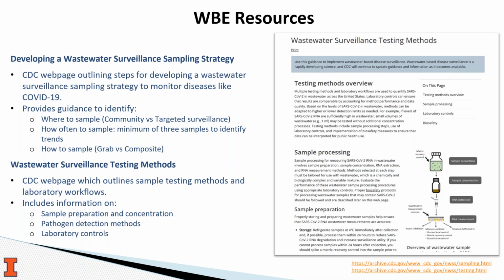So the first web page I have highlighted is the Developing a Wastewater Surveillance Sampling Strategy page, and it outlines the steps for developing a good sampling strategy, stuff like identifying whether a community-wide assessment or a targeted assessment is more usable or more valuable, determining how to sample, how often to sample, where to sample, just a lot of great information. It does include information like how if you really want to do a study, you do need a minimum of 3 samples to, again, identify how trends change over time. But it also includes how to collect grab samples. Any sampling information you're looking for, this page definitely has a lot of that information.